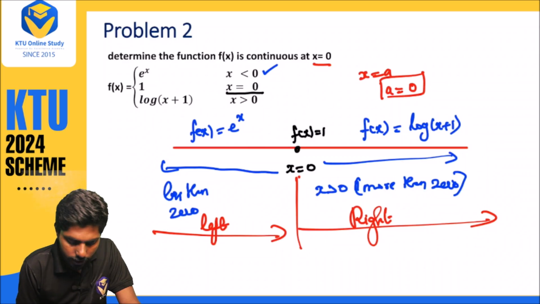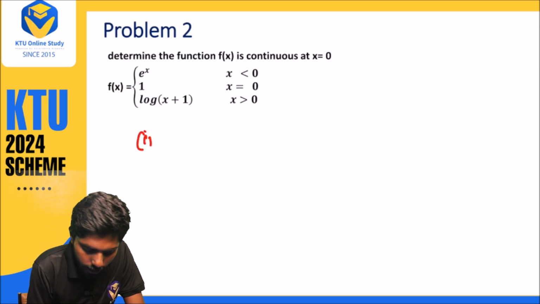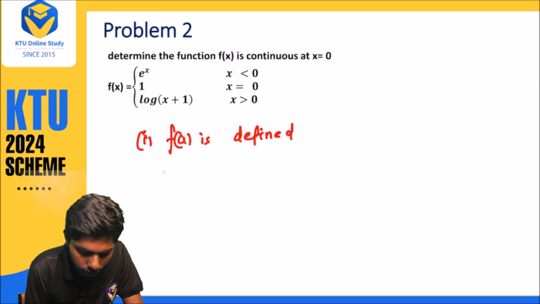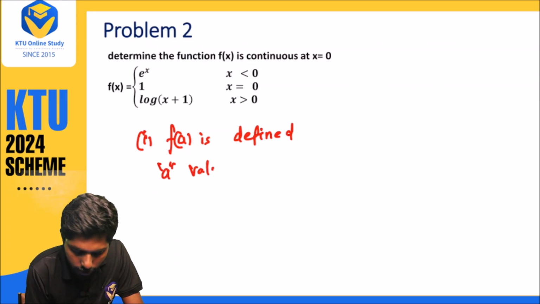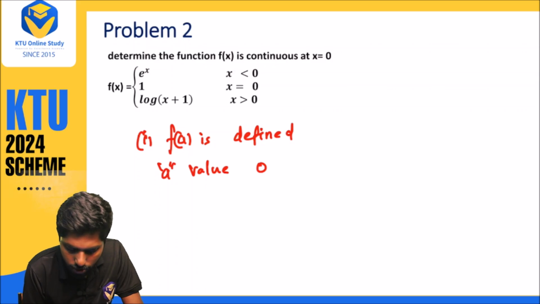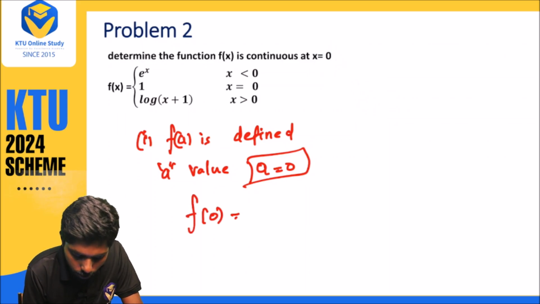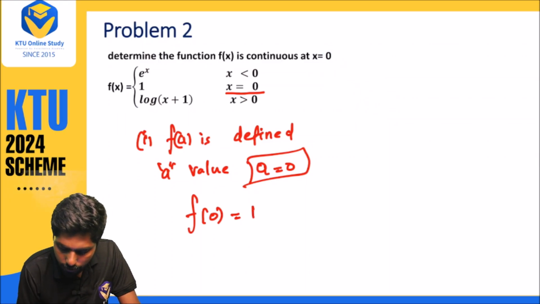So what is our first condition? Our first condition is, f of a is defined. Let me substitute the a value. What is the a value? The a value is 0. So where have I taken it from? That is x is equal to a, which means a equal to 0. So when f of 0 is, what is happening? It is nothing but 1. F of 0, what is the condition they have given? F of 0 is equal to 1 they have given.